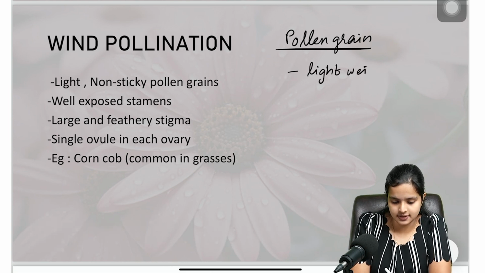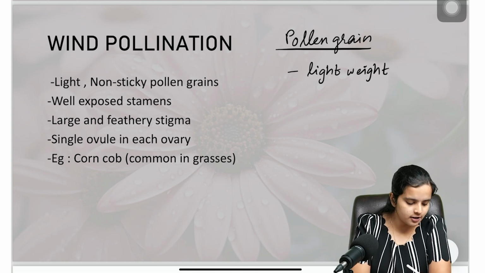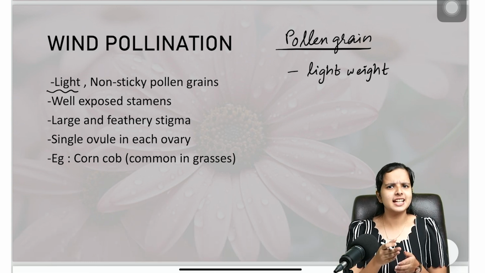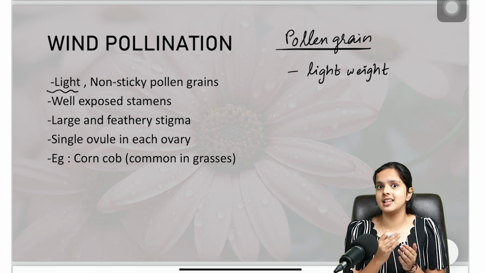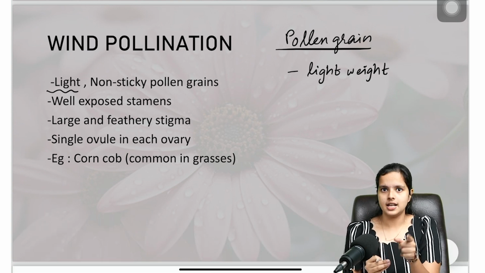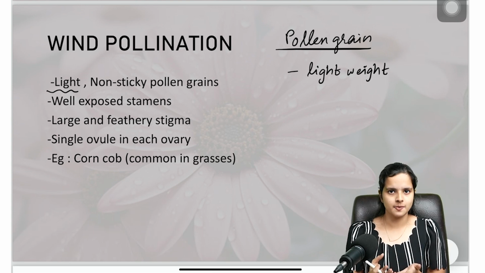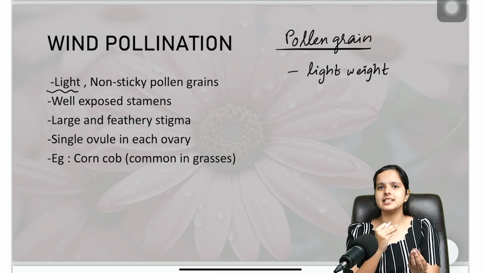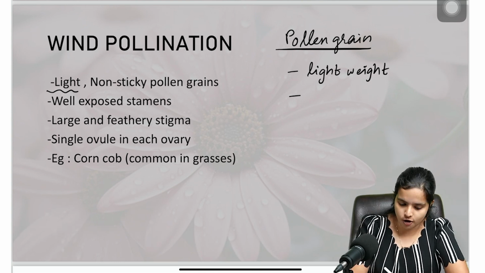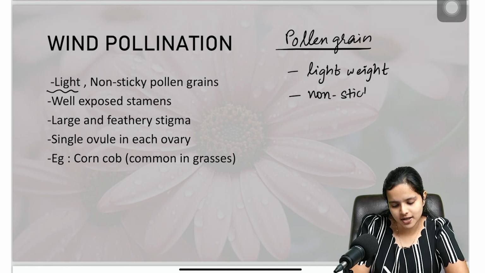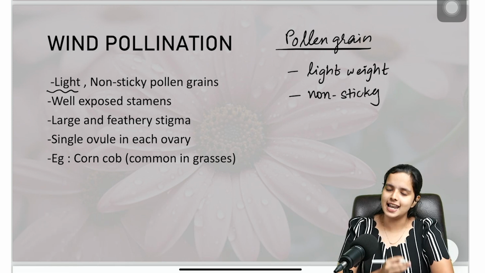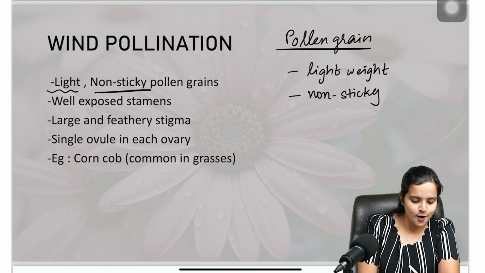It should be lightweight, right? That's what's written here. The pollen grain should be light. And of course, as it passes through the wind, it should not stick to other things other than the stigma. It should reach its destination right on time. You know that some plants like rice and wheat only have 30 minutes of pollen viability, so it should reach the stigma directly without sticking anywhere else. So the pollen grain should be non-sticky as well. The first feature is that it should be lightweight, and the second feature is that it should be non-sticky.